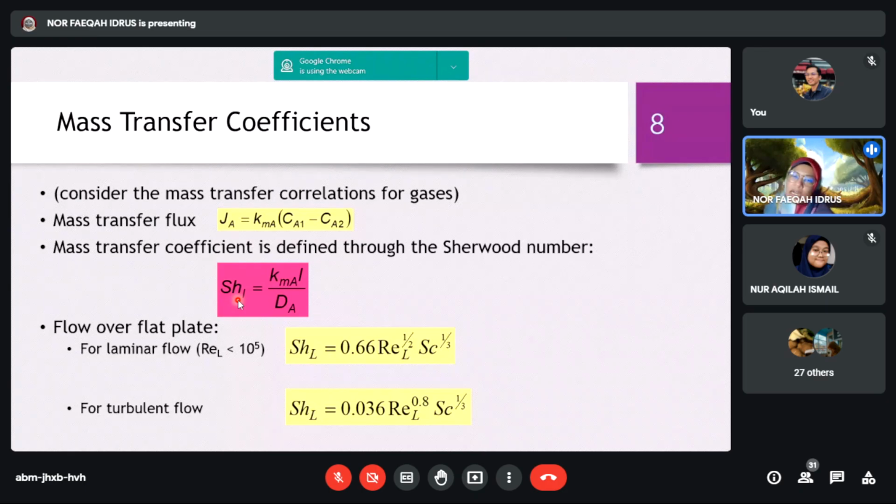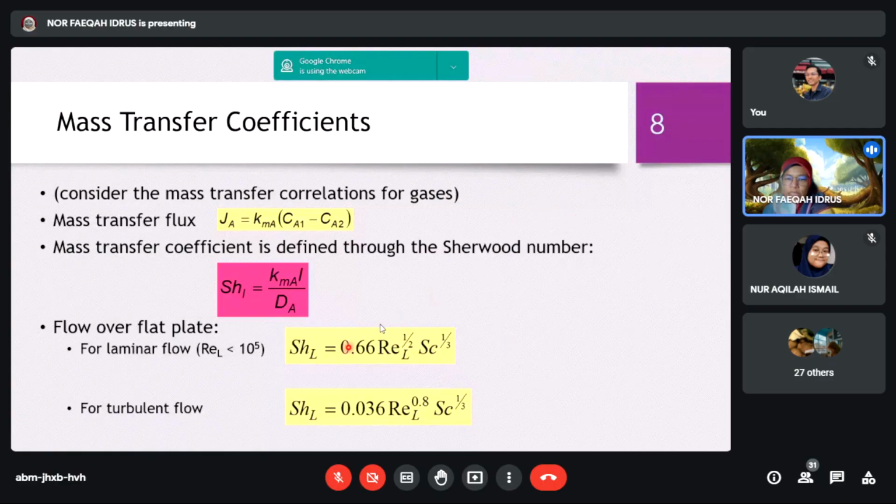Flat plate is similar to a thin film, a thin layer of catalyst. Kalau dalam bentuk flat sheet of catalyst, and then we also need to look at the flow, either it is laminar or turbulent. Okay, for laminar flow over a flat plate of catalyst, the Sherwood number equals this equation. So you need the Reynolds number and Schmidt number. Okay, similar for turbulent flow. So this is the equation.